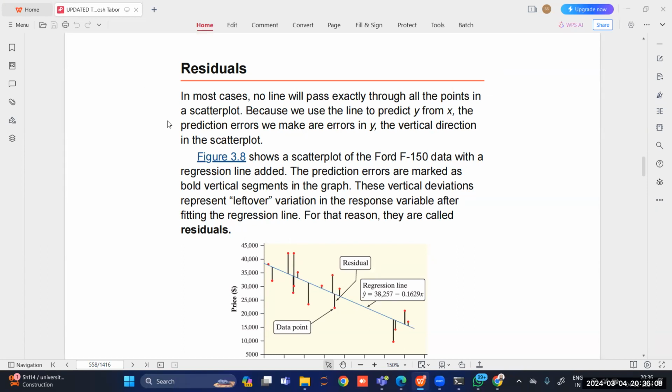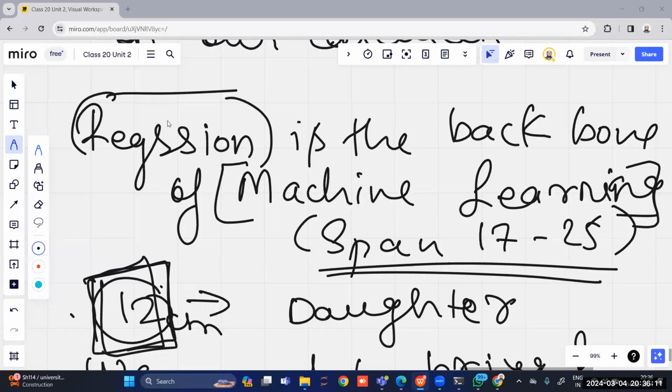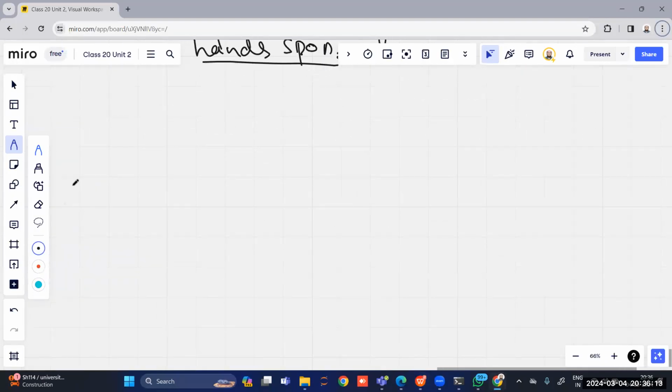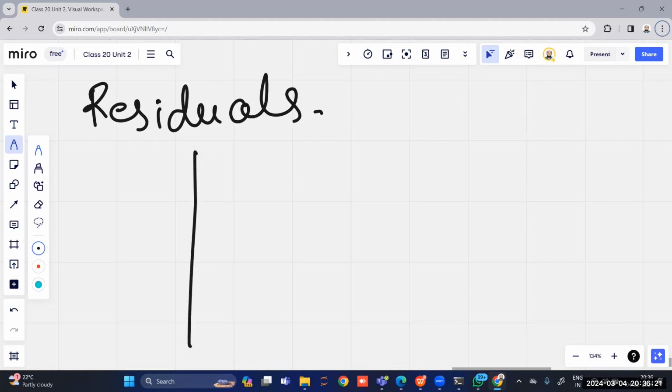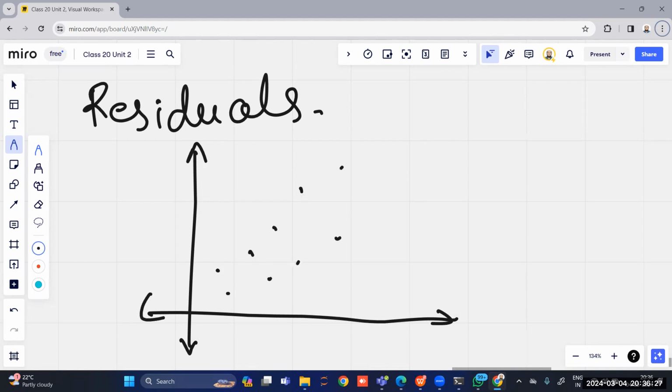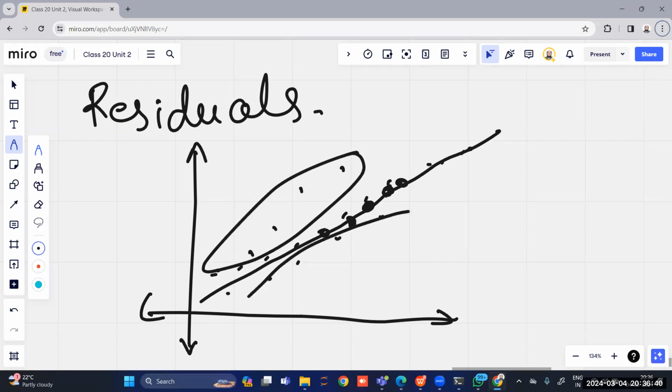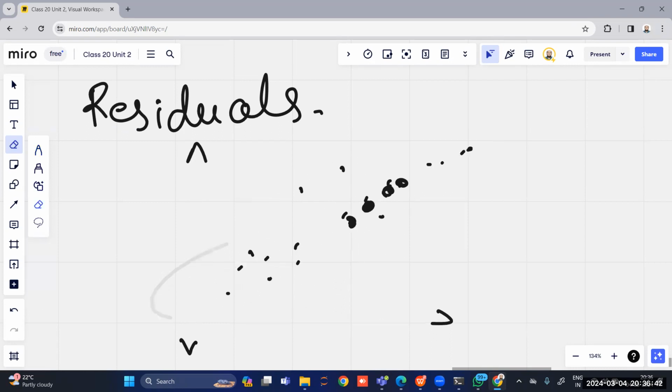So what are residuals? Residual is a part of the regression line. I've explained this to you before. We have seen that when we draw a line, for suppose I'm drawing this line, some points are left here and some points are left here also. I'll draw a neater one because it looks very congested there.